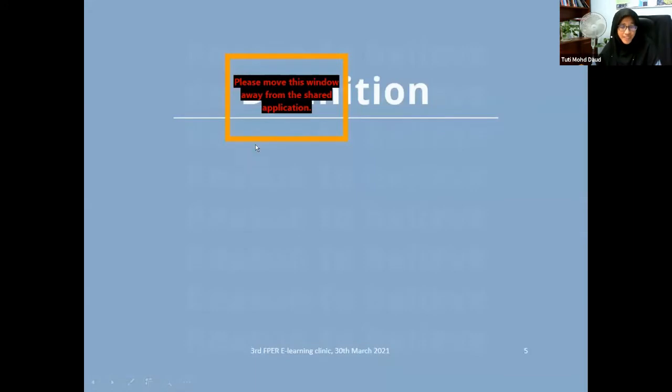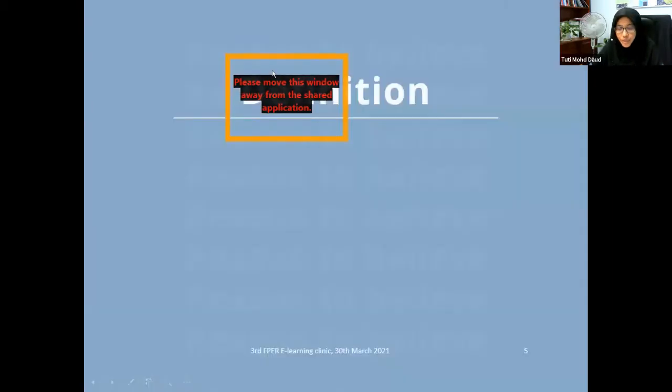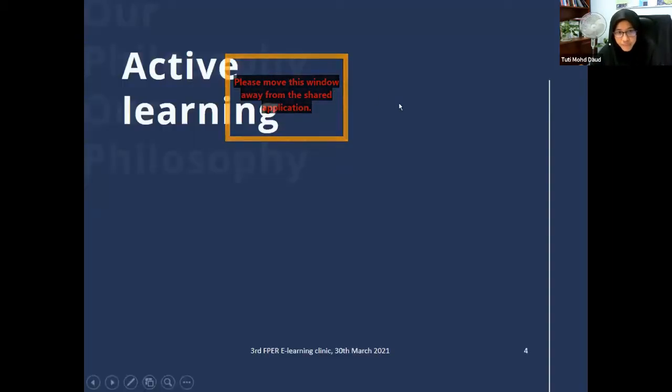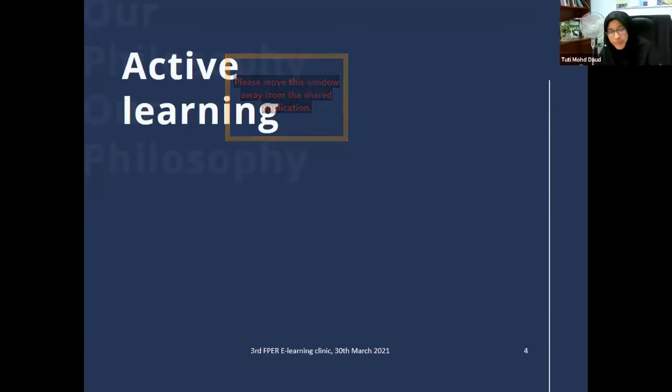How do I move this thing? Yeah, something looks like it's blocked. Please move this window away from the shared application. I don't know how to move that, but I think I'll just go on for now because it's not blocking anything.